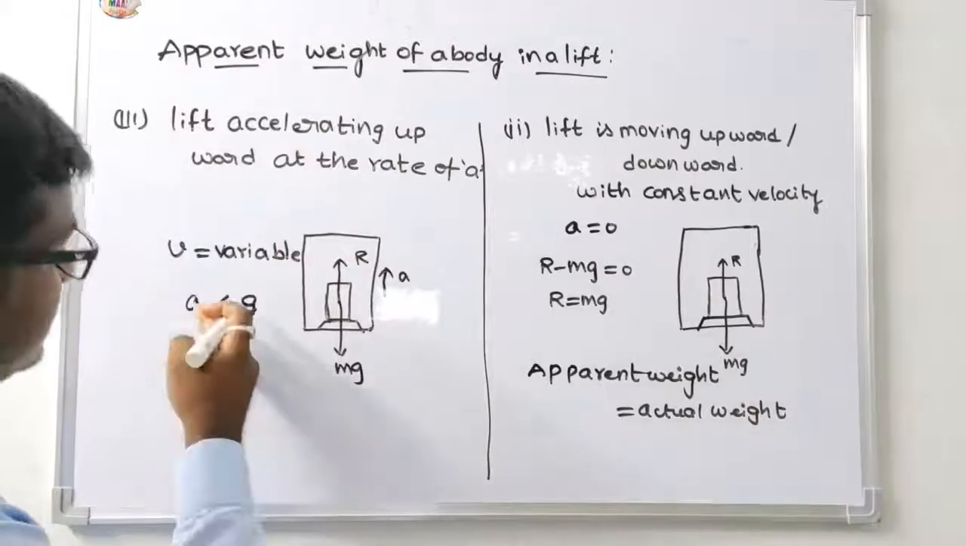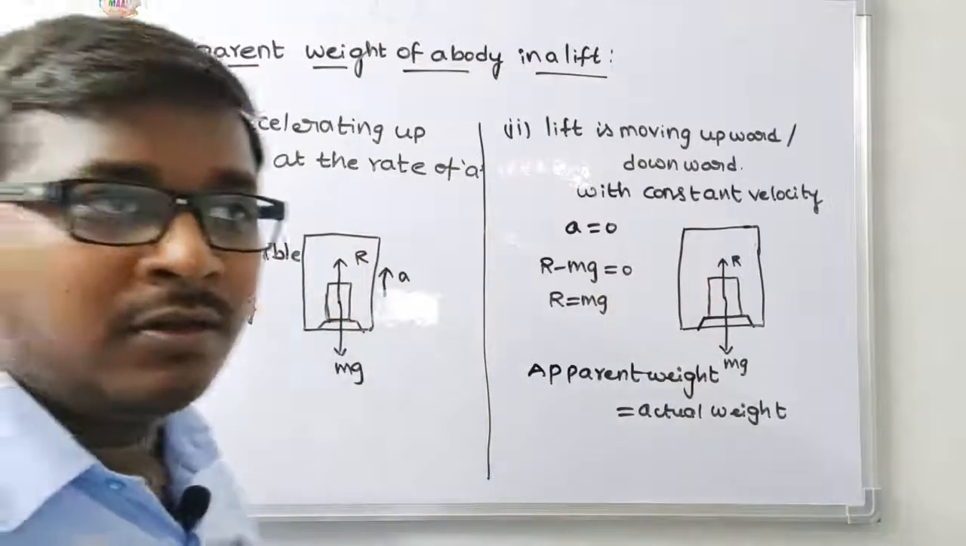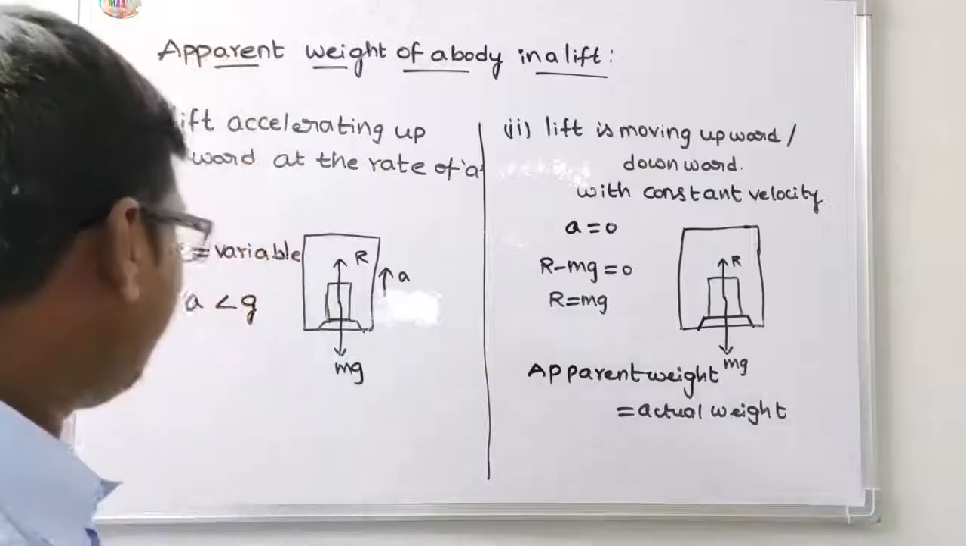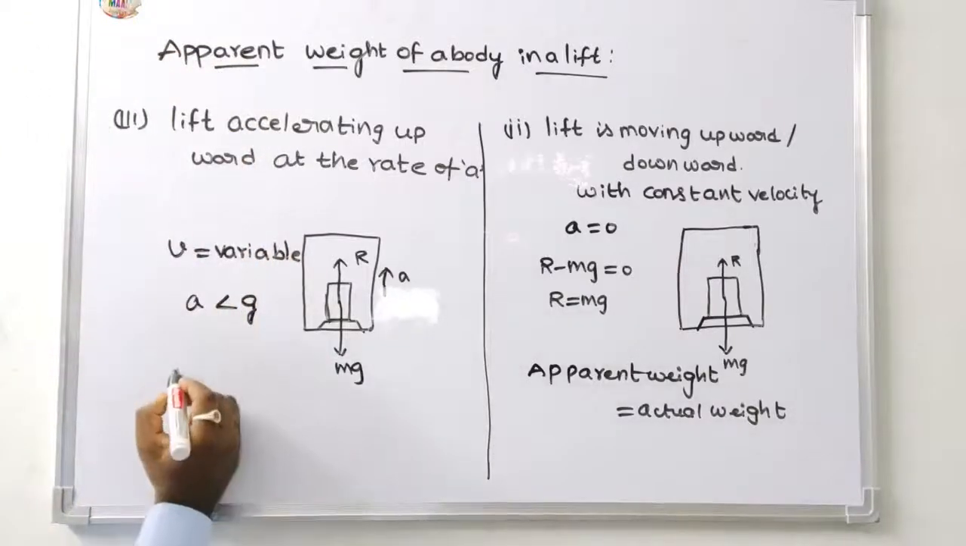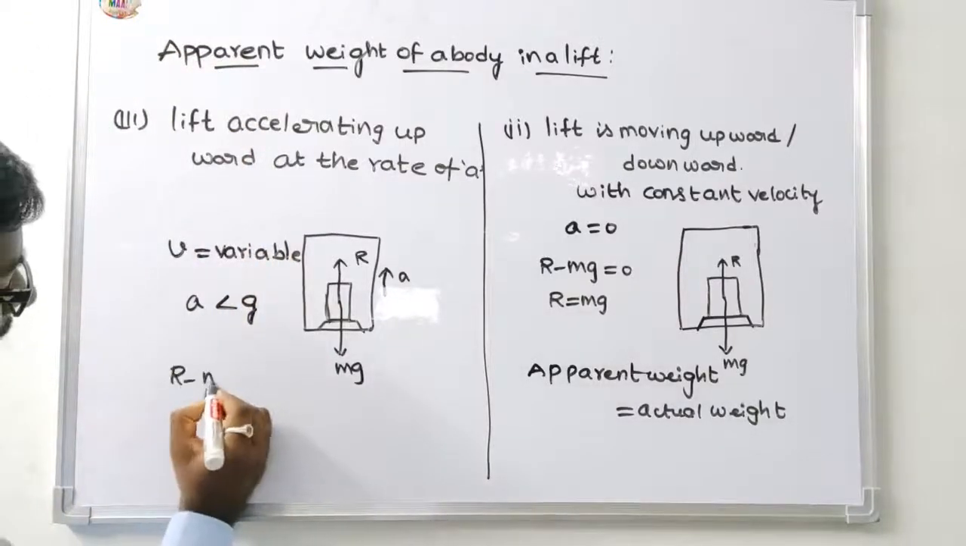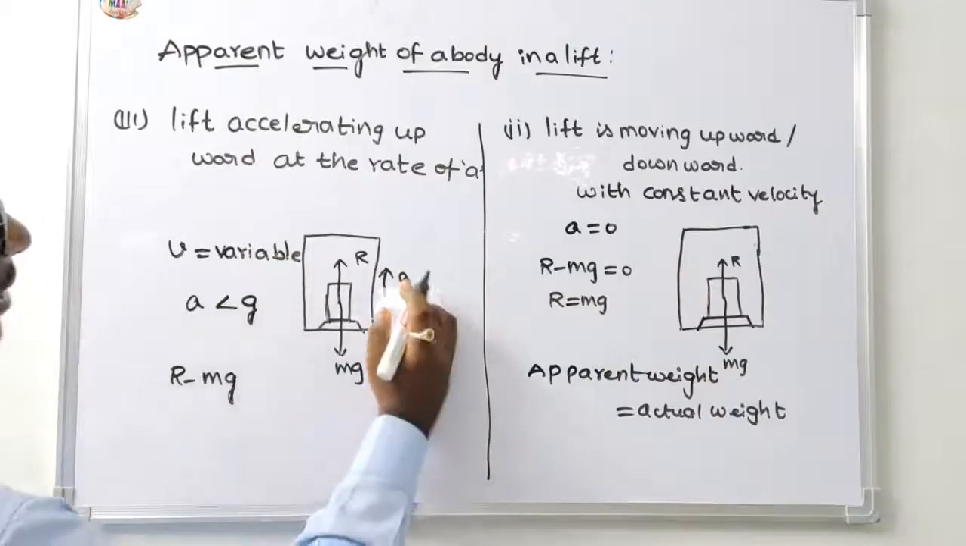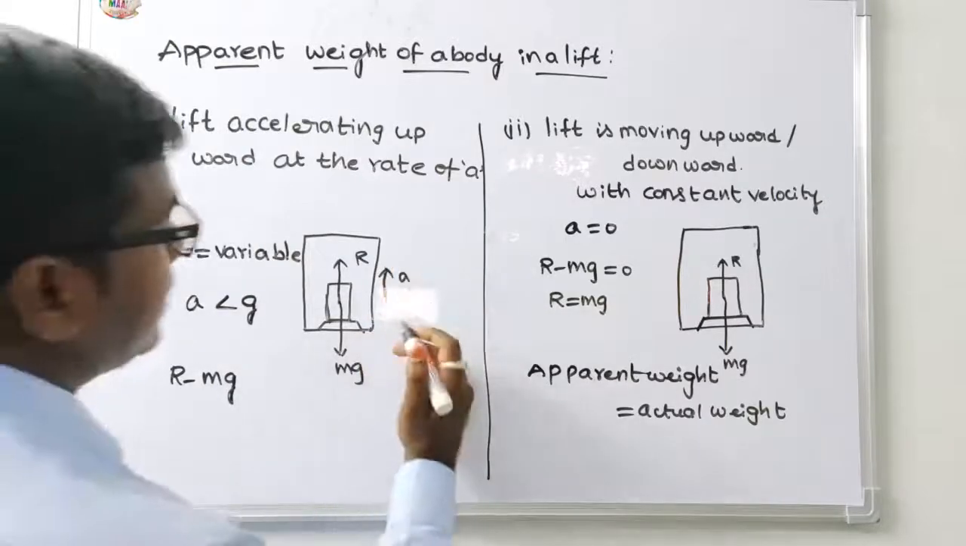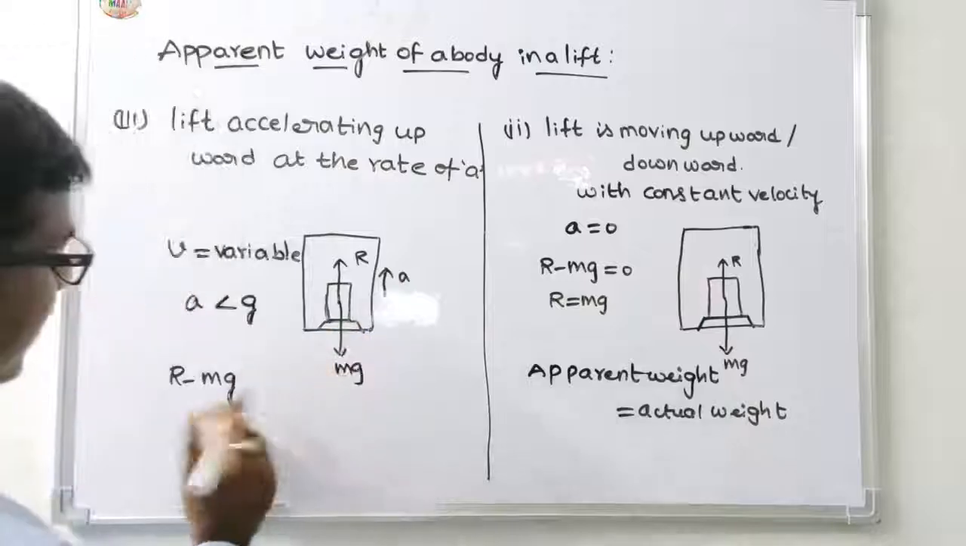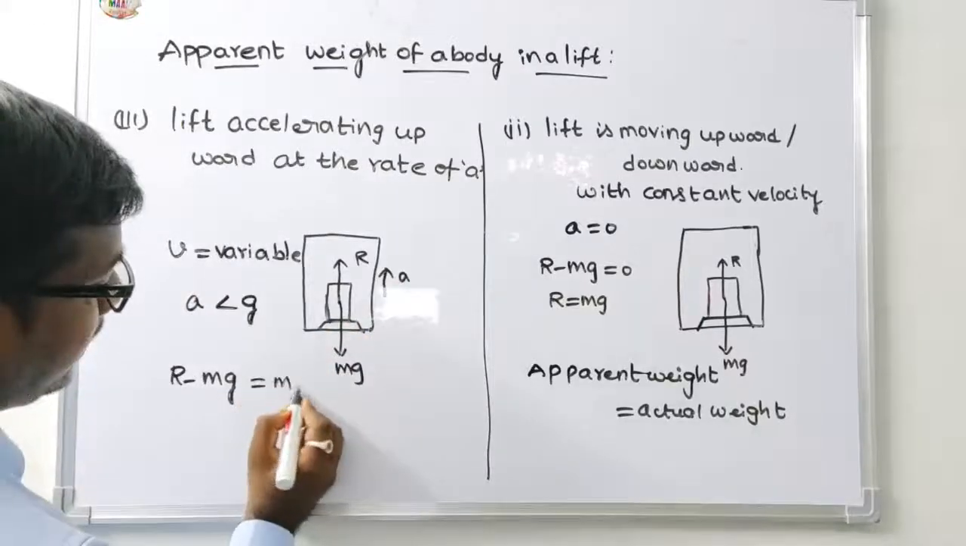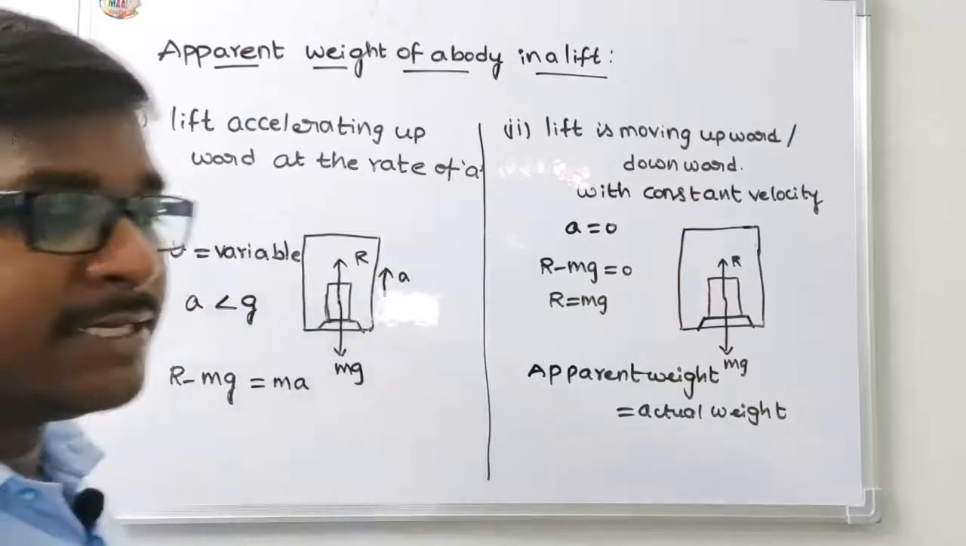This is negative, which means a is very small compared to the acceleration due to gravity, a less than g. Then write the equation R minus mg. Acceleration is acting in the upward direction, so first write R. R minus mg is equal to ma.